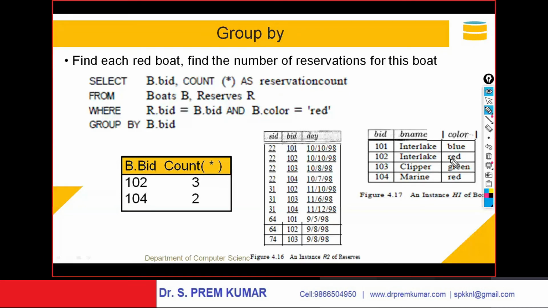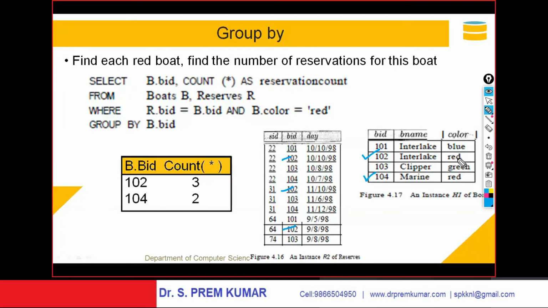First, we try to understand the question. For each red boat, how many reservations happened? 102 is a red boat. 104 is a red boat. So for 102, there are 1, 2, 3. 3 reservations happened for 102.